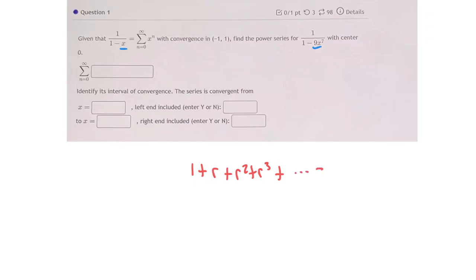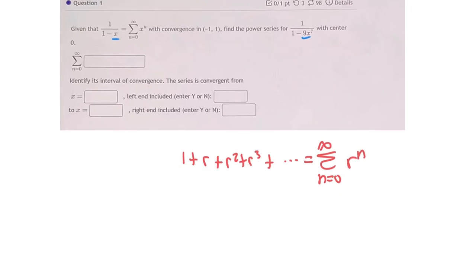And this equals this summation here. And this happens to converge when the R, which is the common ratio, is less than 1. Okay, so that's going to be important.